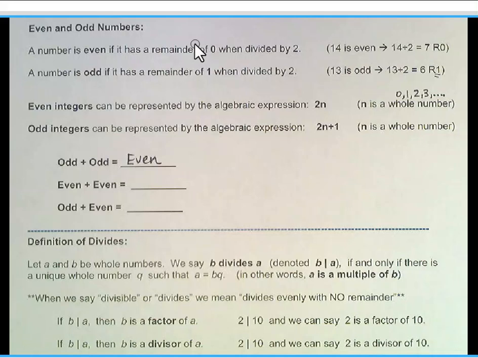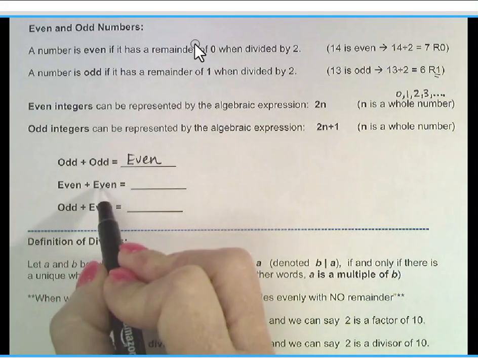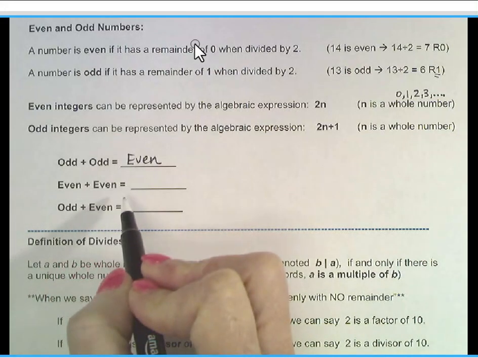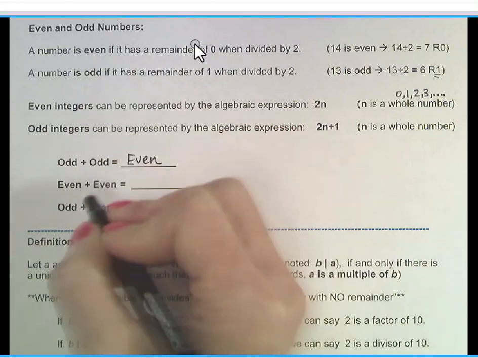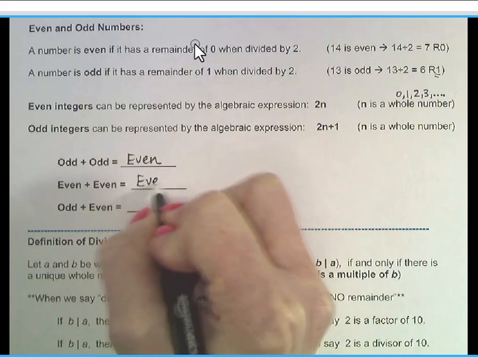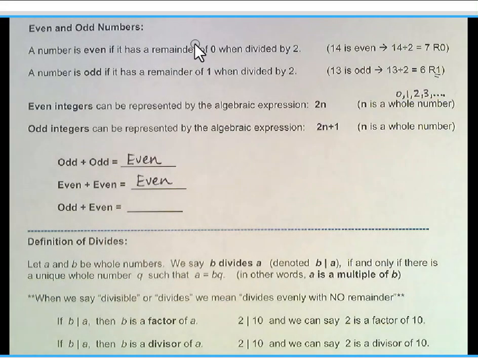What about if you add two even numbers, like 2 plus 4? 2 plus 4 is 6. Or 10 plus 12 is 22. That's even. So if you add two even numbers, you will also get an even number.